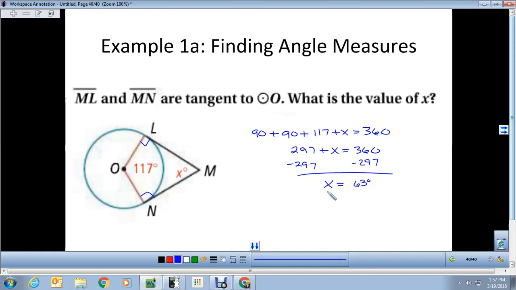Now, another way to do this is if we realize that these are both 90, which added together is 180, which is half of 360, that means that these two would also be supplementary. So we could find x by taking 180 minus 117, and that gives us 63 as well. So two ways to work the problem. You can add them all up, or some of you will choose to recognize that these are going to equal 180, so therefore your answer would be just 180 minus 117, which is 63.